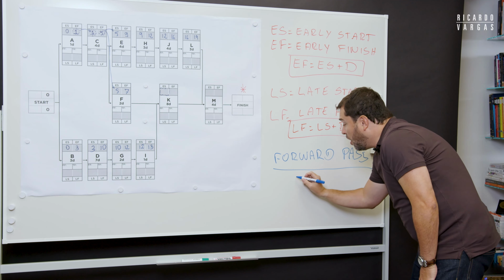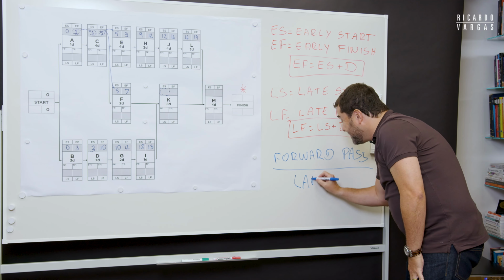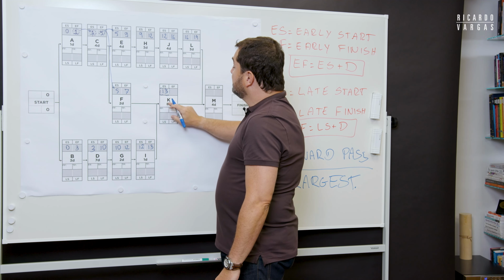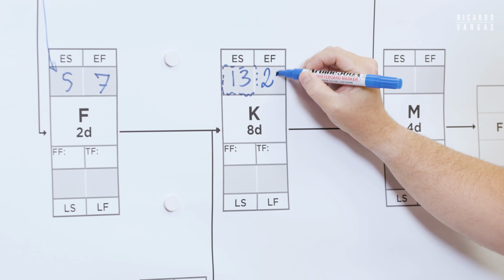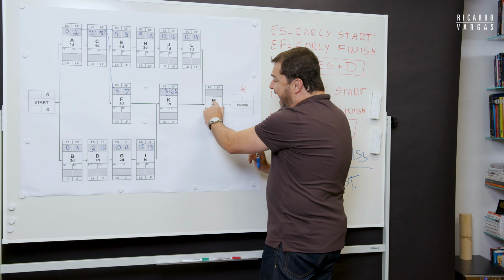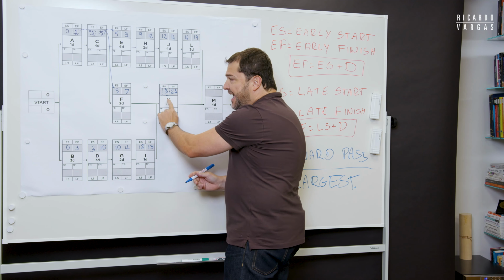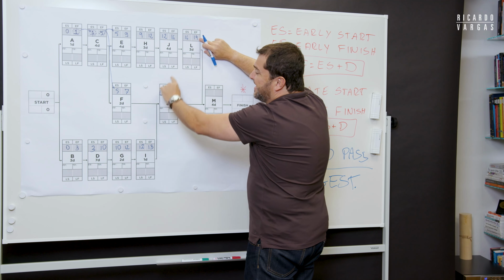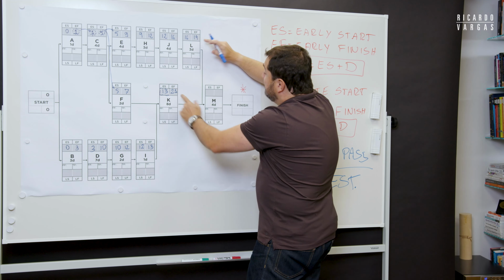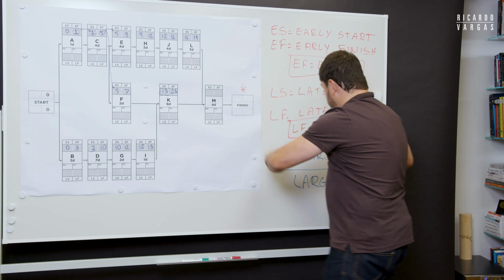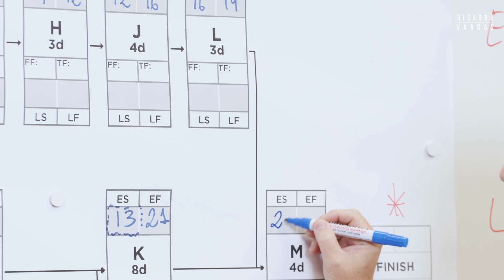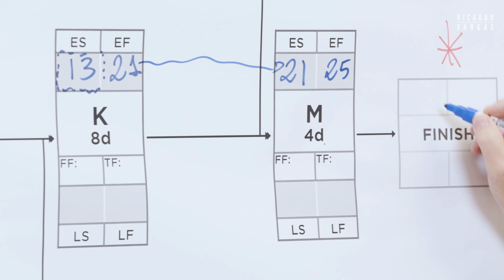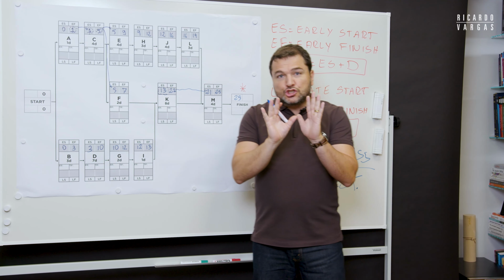So on the forward pass, always think on that. If you want to memorize for an exam, the largest number goes. So between 7 and 13, 13. 13 plus 8 means 21. Okay. But now on M, I have the same challenge. K was F and I. M is L and K. L takes 19 days. K takes 21 days. M needs to be 19 or 21. Which one? The largest. 21 goes here. Means this number goes here. 21 plus 4, 25. Finish. 25. Let's stop here.